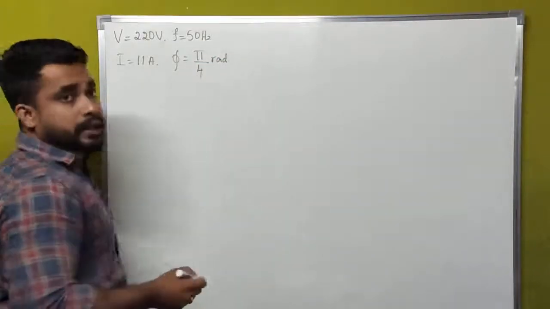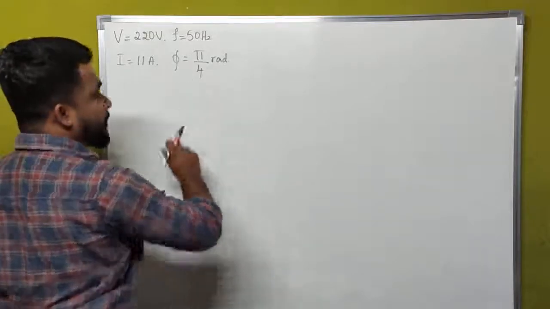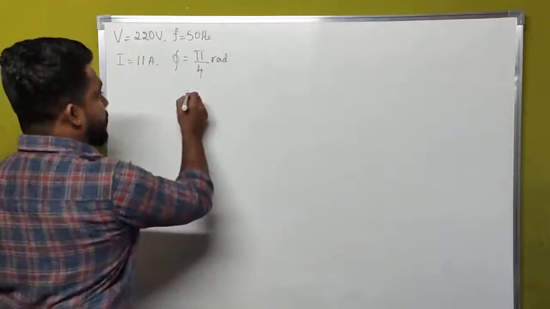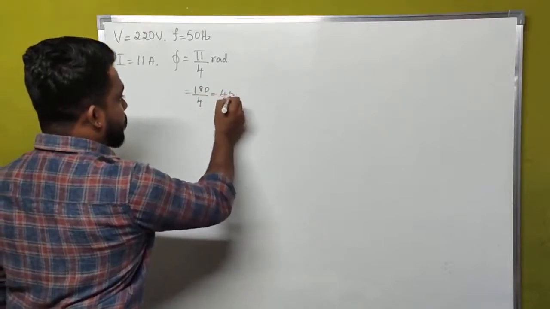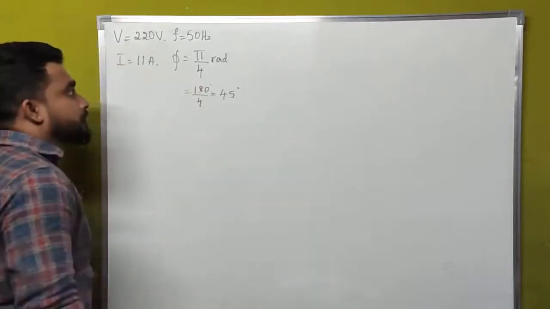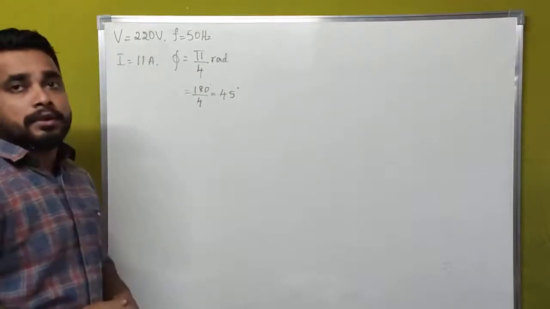Pi means 180 degree here. In terms of angle, pi is 180 degree. That is, 180 divided by 4 is equal to 45 degree. This is the value of phi.